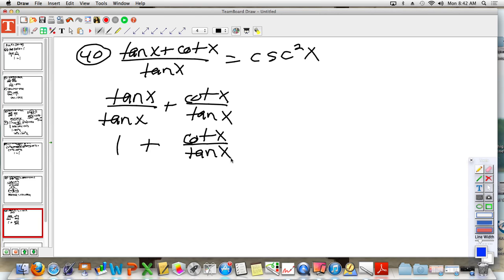Try that for the other ones too. Any ideas? Make sure that the squared afterward doesn't affect it. What if you, wait, aren't these reciprocal functions of each other? Yes. Let me try this. 1 plus, I'm going to keep at the top cotangent of x. But instead of on the bottom having tan of x, how could I rewrite that?